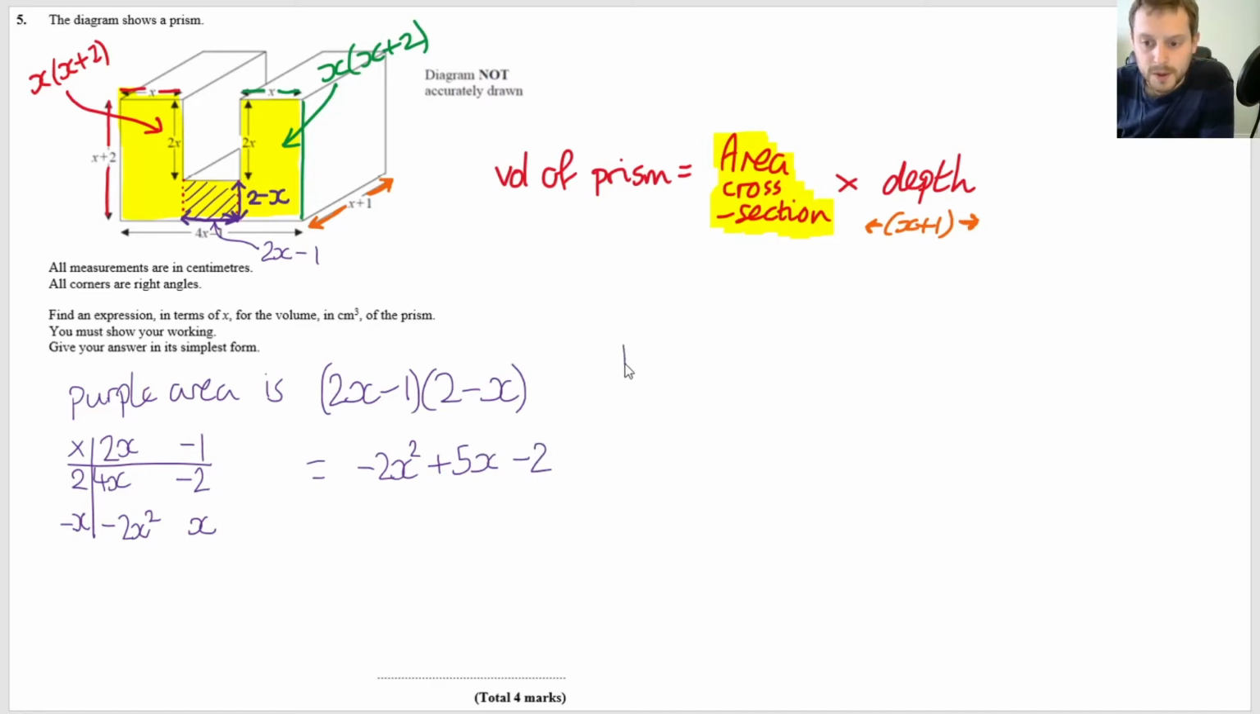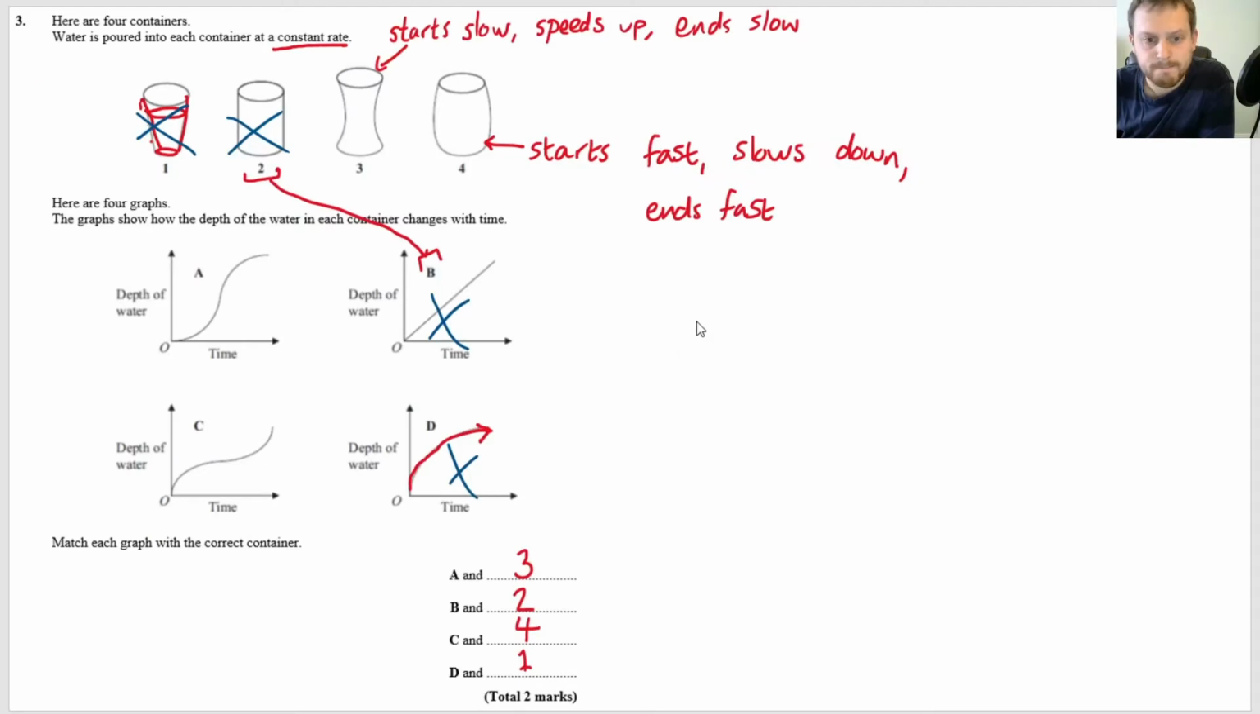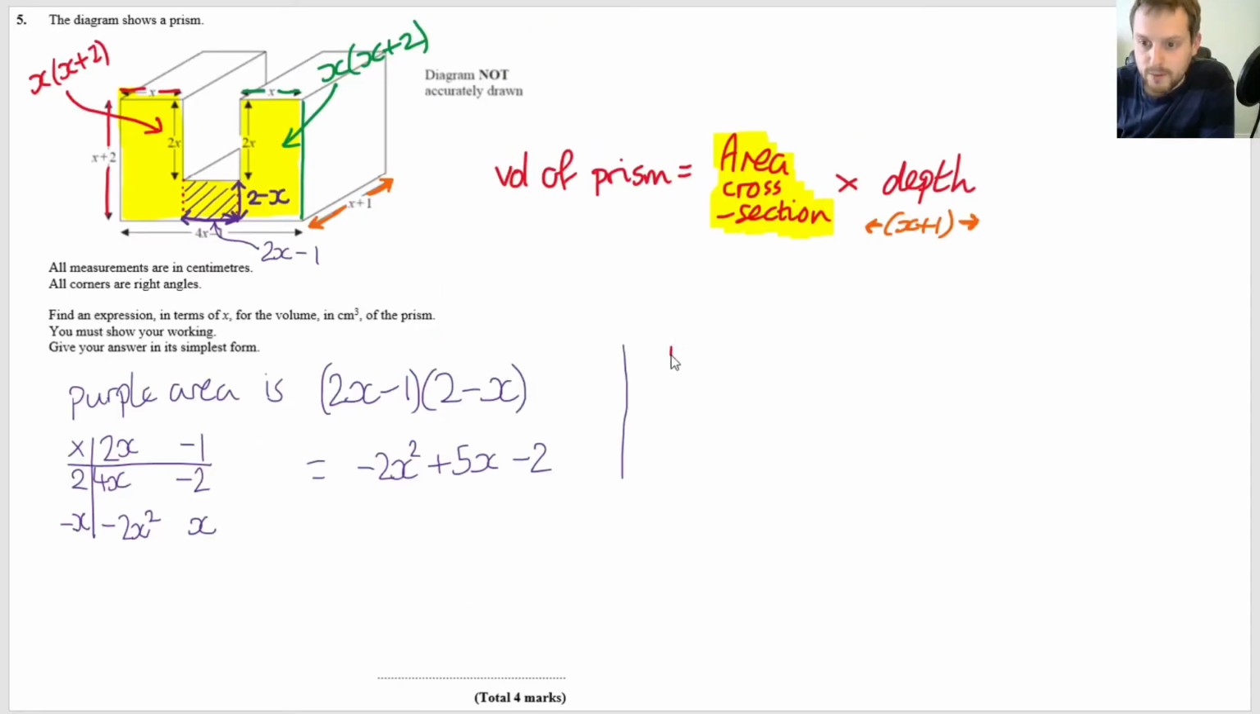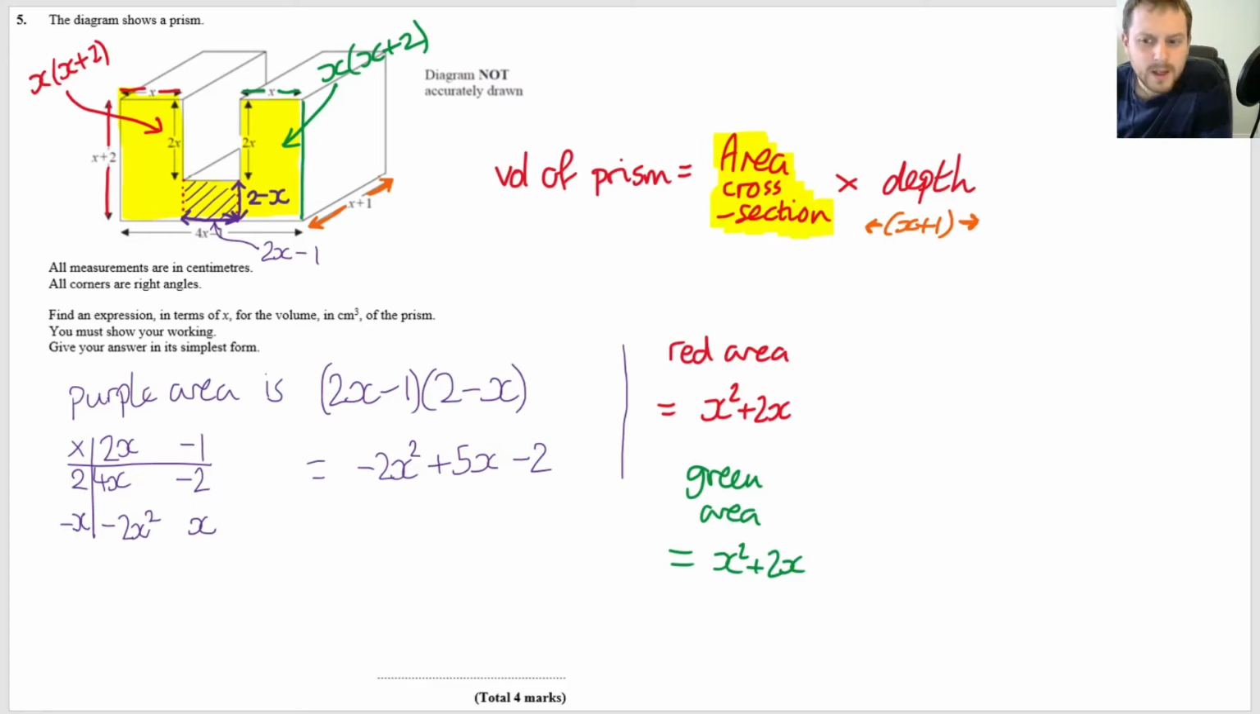Okay, so there's still a bit of work to do because we've got to have the red and the green area as well. So the red area is just x squared plus 2x, so that's not so bad, is it? X squared plus 2x. And the green area is also x squared plus 2x. So the total area, sorry about this, this seems to keep crashing, it's a bit annoying.